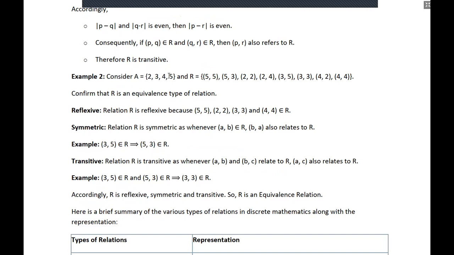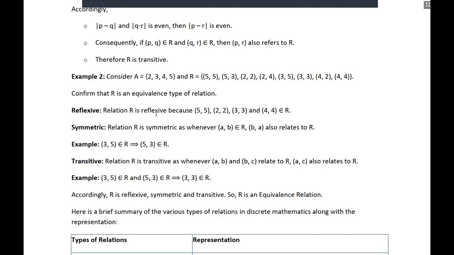set A containing 4 elements has a Cartesian product containing 16 elements. So there are more than 1024 relations. R is one of them, containing 8 ordered pairs. We are going to prove that R is an equivalence relation.